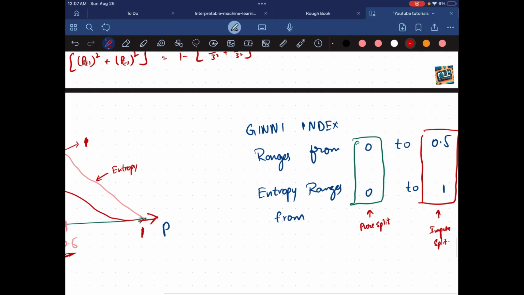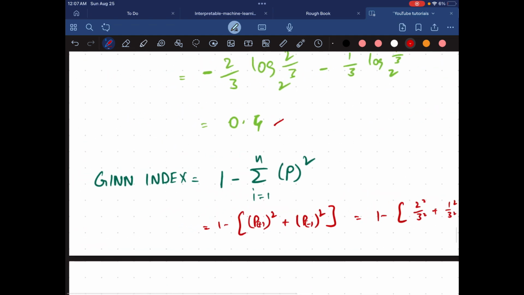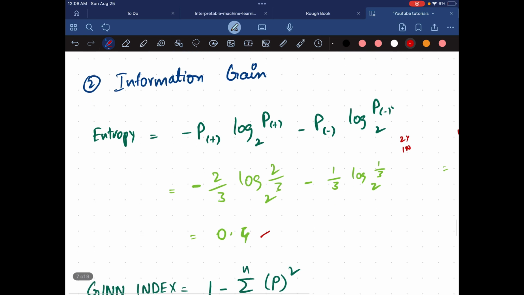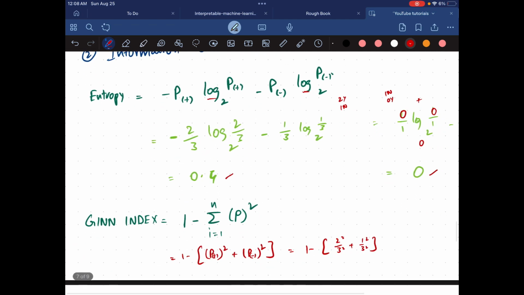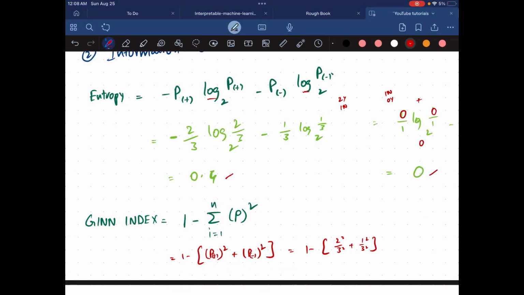When to use what is the next important interview question. If you have a big data set, then always go with Gini index, because there is no logarithm term here, so it is computationally more efficient than entropy, which has a logarithm in the computation and will take time. So it all depends on what data set you are dealing with. If you have a data set of less than 10,000 records, then I would suggest you use both of them and see which one gives you better results.